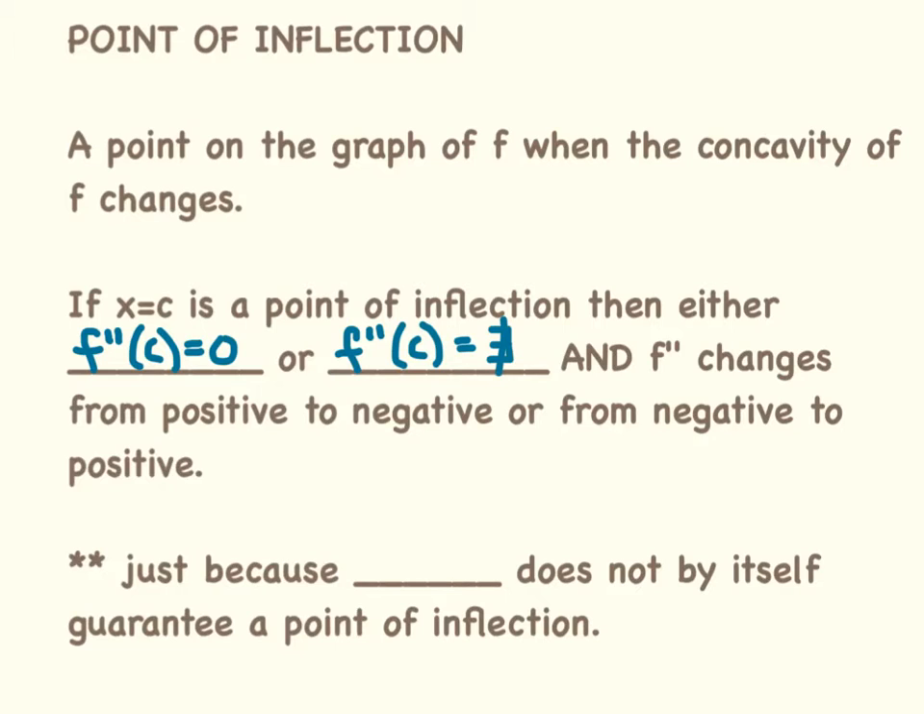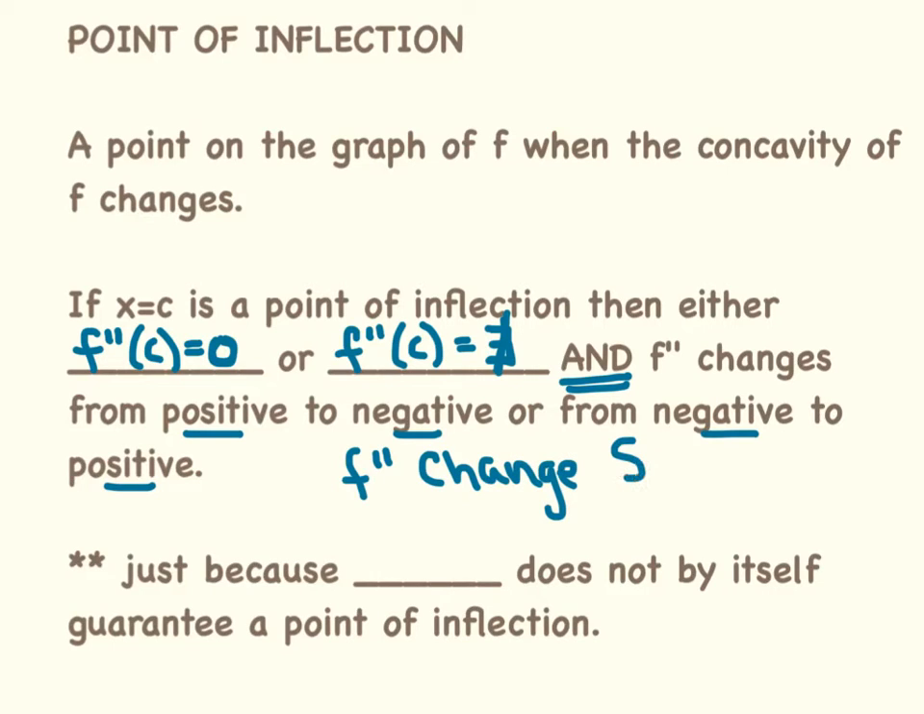And what else has to happen? Not only does the second derivative equal 0, or we would say doesn't exist, but f double prime has to change from positive to negative, or from negative to positive. In other words, f double prime has to change signs. Okay? And we're not real particular. We don't care if it changes from positive to negative or negative to positive. I know yesterday when we were talking about relative maxes and mins, we were really particular about what order it went from or changed from. And today we don't care. As long as f double prime changes signs, boom, we got a point of inflection.